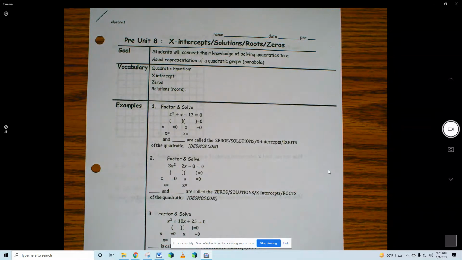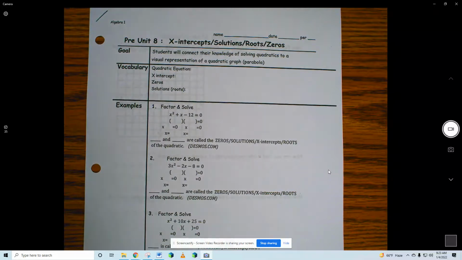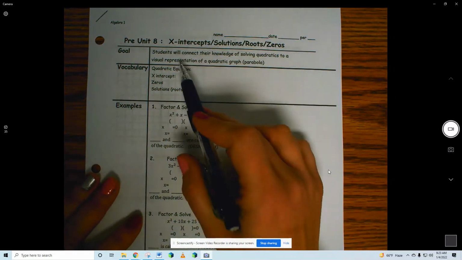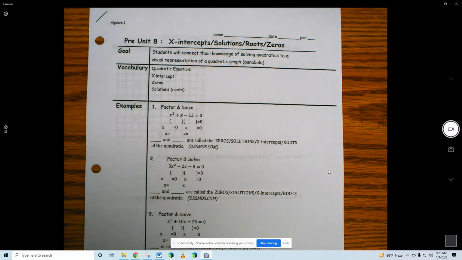All right, so we are getting ready for Chapter 8. Getting ready for Chapter 8 is graphing parabolas. So the first thing we need to do is review the factoring that we did in Chapter 7. So let's go through the goal. Students will connect their knowledge of solving quadratics to a visual representation of a quadratic graph, a parabola.